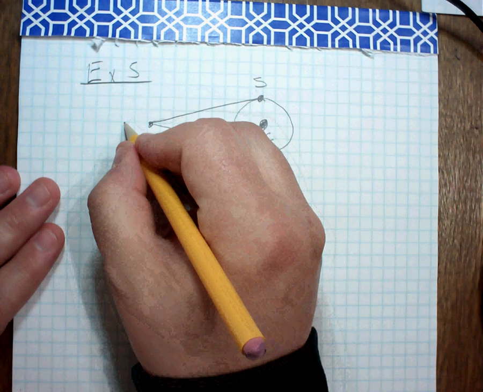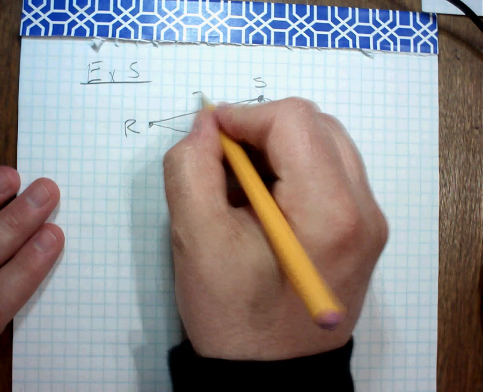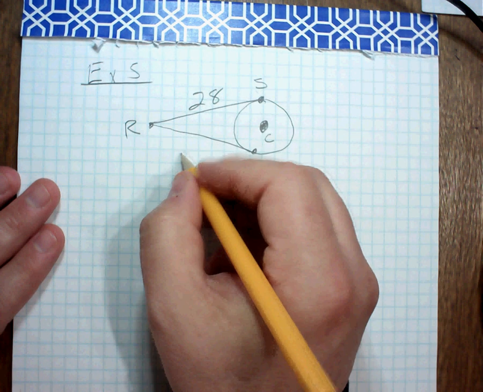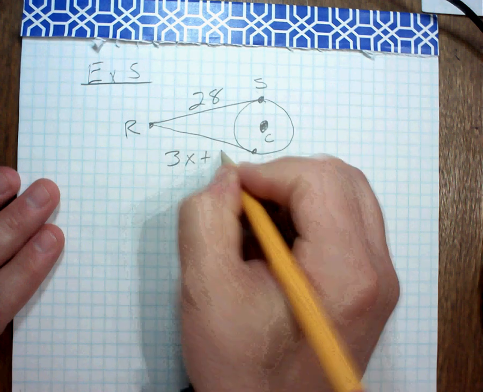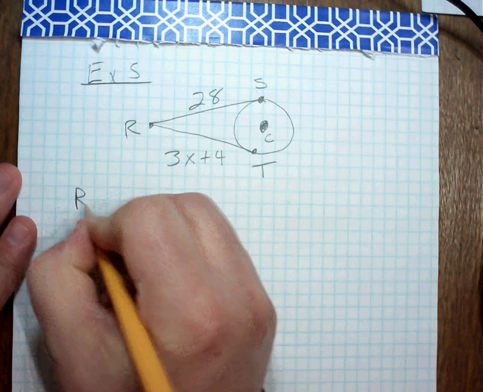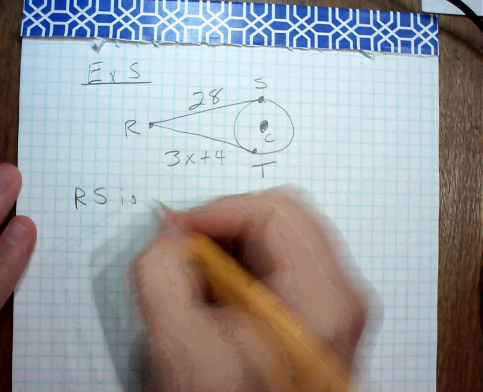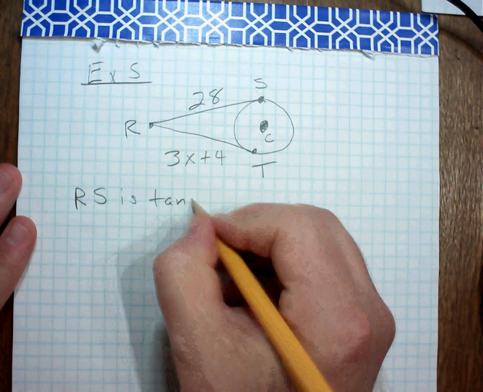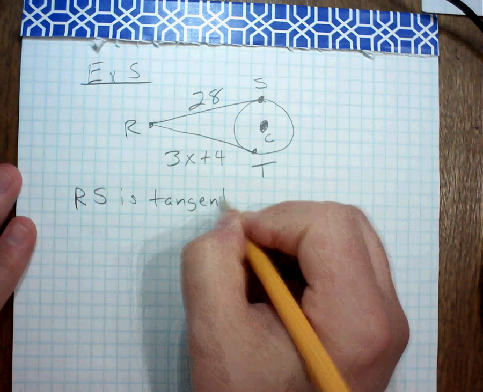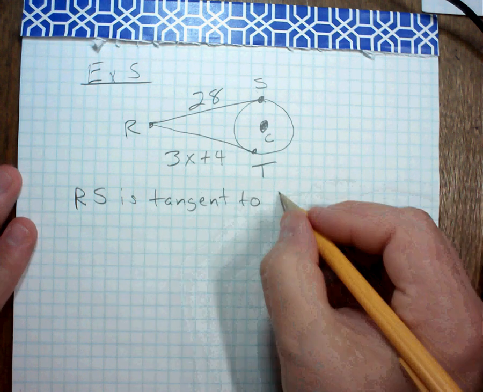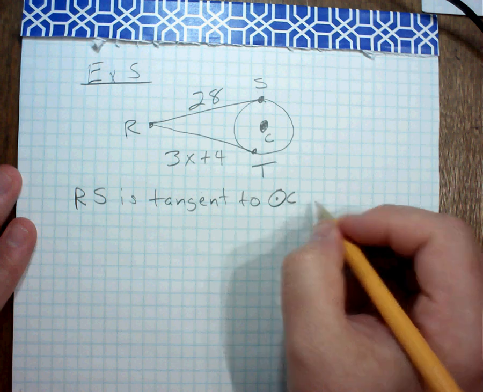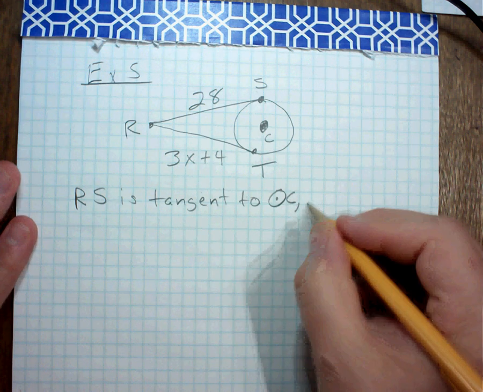and this line segment is here, and this is 3x plus 4, and we're told that RS is tangent to circle P or circle C.